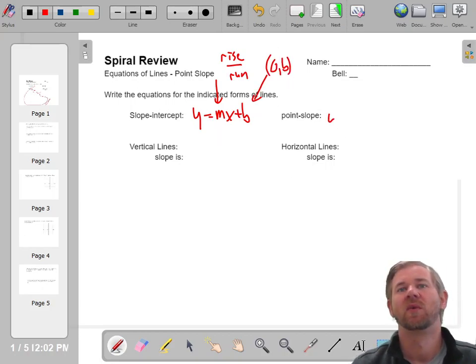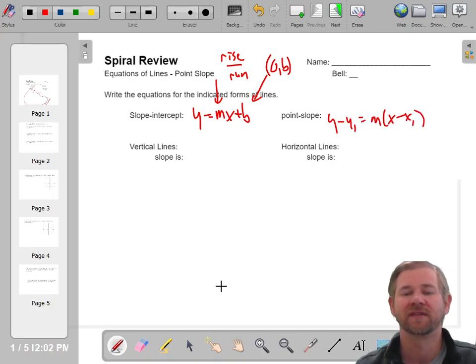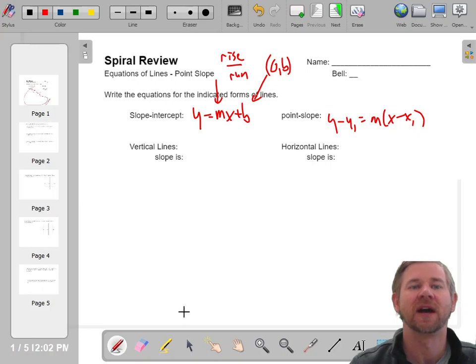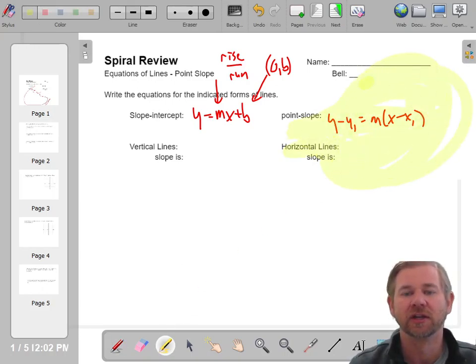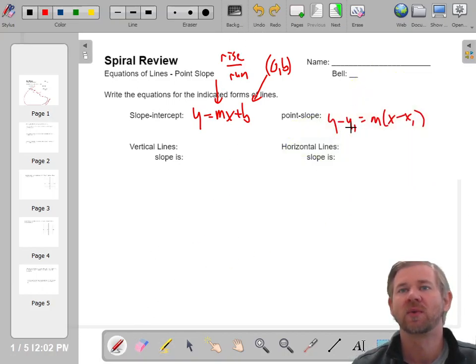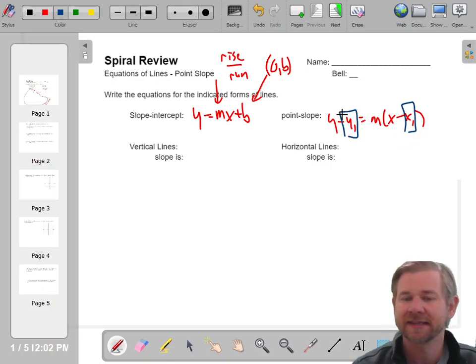Point slope: y minus y1 equals m times (x minus x1). If it ever says write the equation of a line, you should use point slope. It's better. Use point slope. (x1, y1) is some point on the line, the x-coordinate and y-coordinate of some point on the line. The minus sign is kind of tricky. I'll do examples with you.